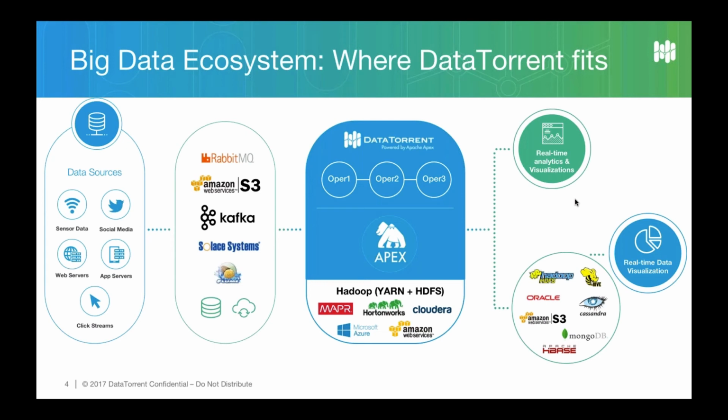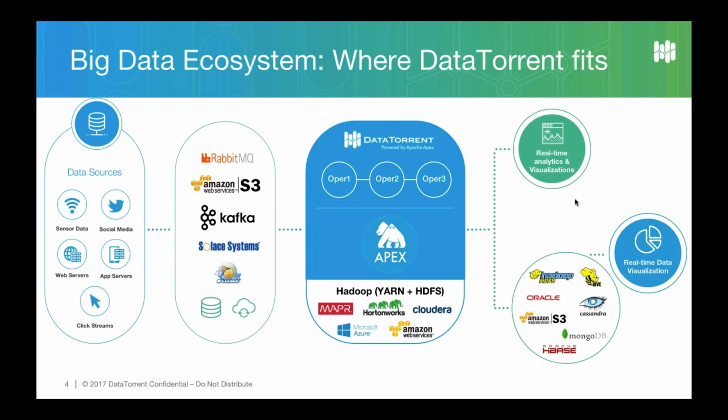So for a processing engine like Apex and DataTorrent, these become the sources of the data. So these are the message delivery layers that make data available for DataTorrent and Apex. Apex actually has connectors for a bunch of message buses out there, and the file systems and databases on the input side. Similarly, it has the connectors on the output side as well.